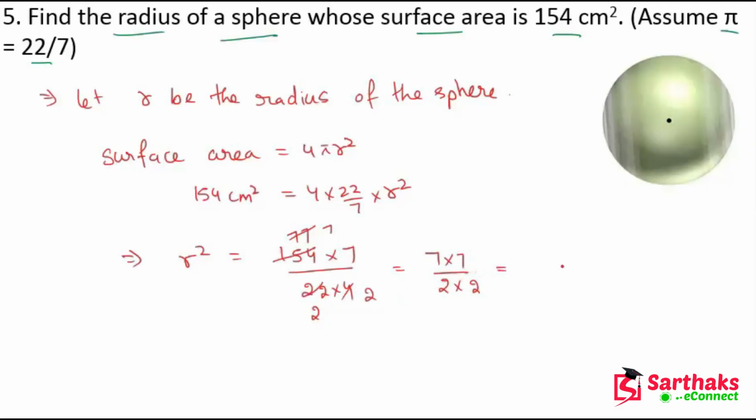Okay, so 7 square divided by 2 square, and we can easily find r square. So r is the square root of 7 square divided by 2 square. So here we get 7 upon 2. After solving this, we get 3.5 centimeter. So the radius of this sphere is 3.5 centimeter.